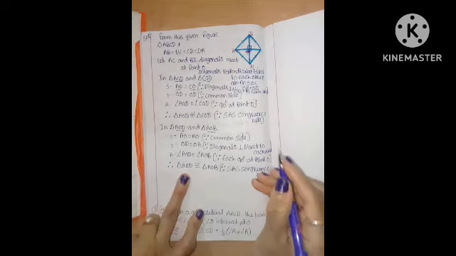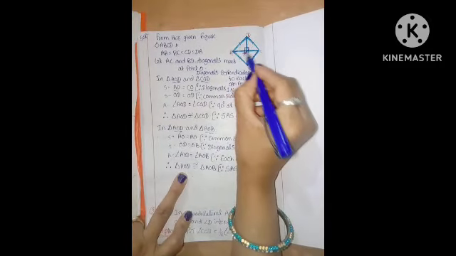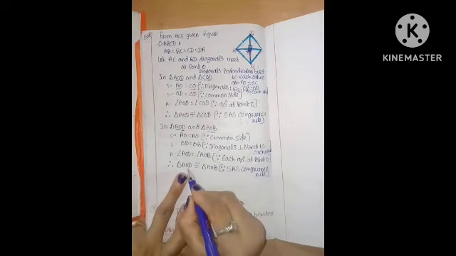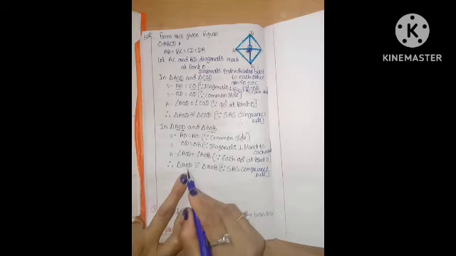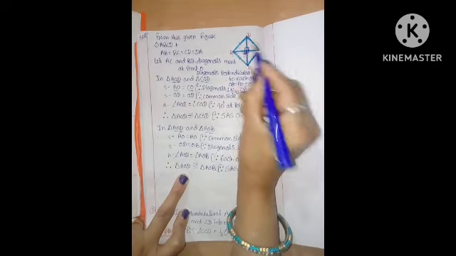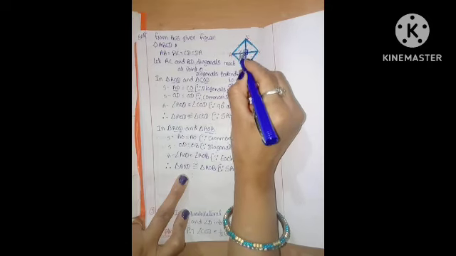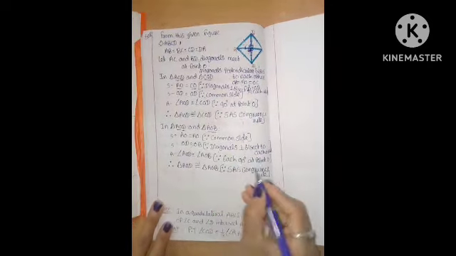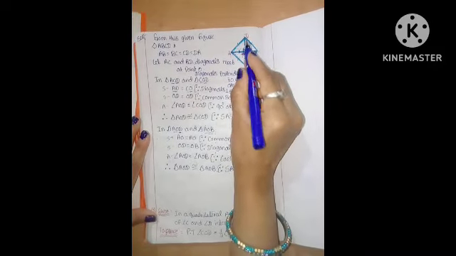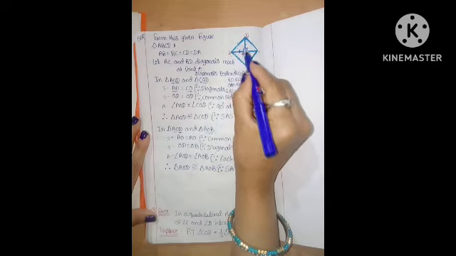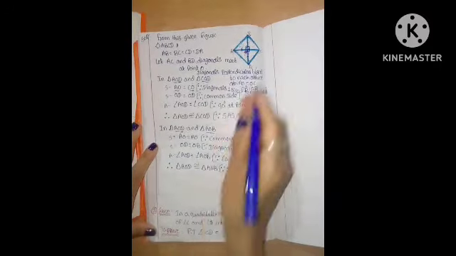Check it once, is it correct or not? AO is equal to AO, the common side in these two triangles. Next, OD is equal to OB. And the next angle is the included angle, between this side and this side. So yes, these two triangles are congruent. AOD is congruent to COD and AOB. And next, what about this triangle? Is it congruent? Let us show that.